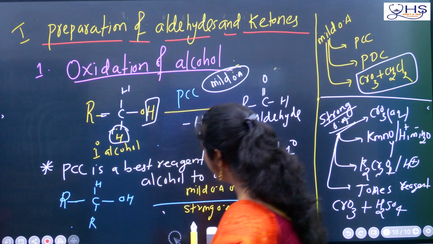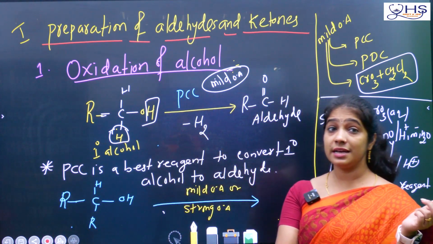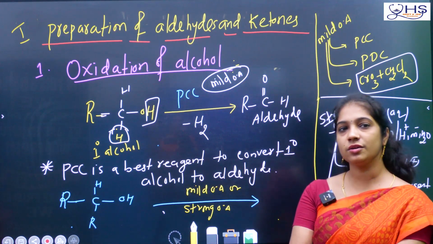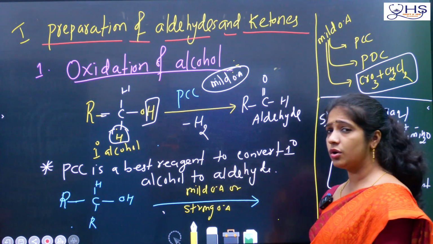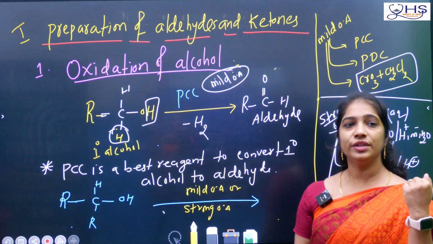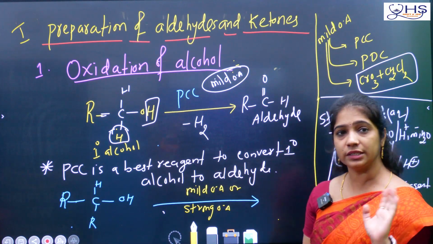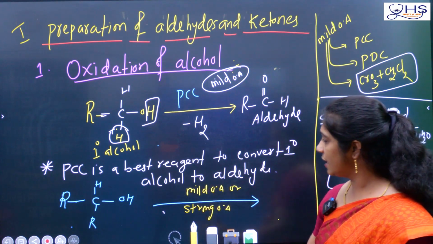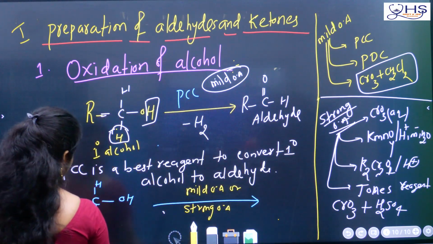See here, for primary alcohol, strong oxidizing agent means carboxylic acid, weak means aldehyde. But in case of secondary alcohol, whether you are using strong or weak, any one you can use in order to convert secondary alcohol to ketone. See how we will convert?